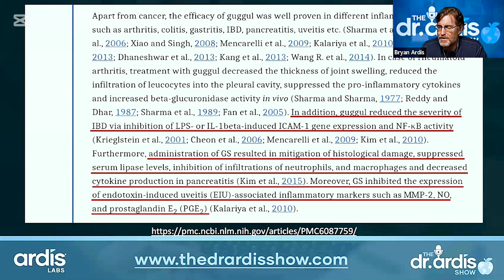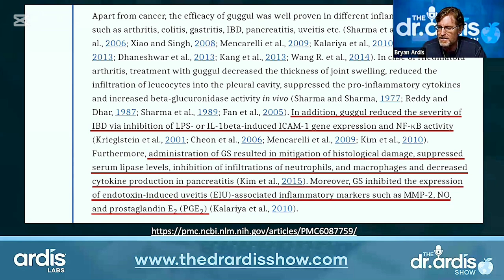Administration of Guggulsterones resulted in the mitigation or resolution of disease damage, suppressed lipase levels, neutrophils, macrophages. These are autoimmune disease markers, everybody. And cytokine production in pancreatitis. Well, I had a grandfather that was in the hospital for 3 weeks with pancreatitis. Guggulsterones was one of the things I gave him to get him out of the hospital in 24 hours, like 15 years ago.